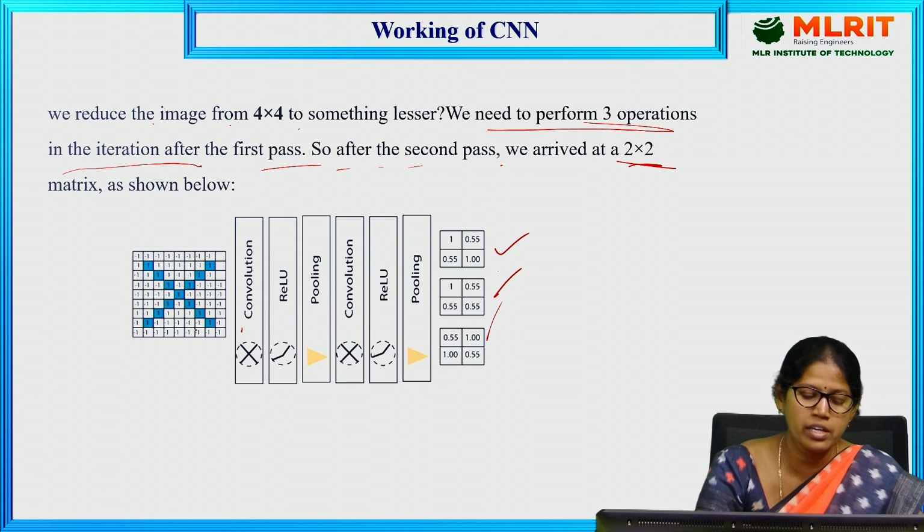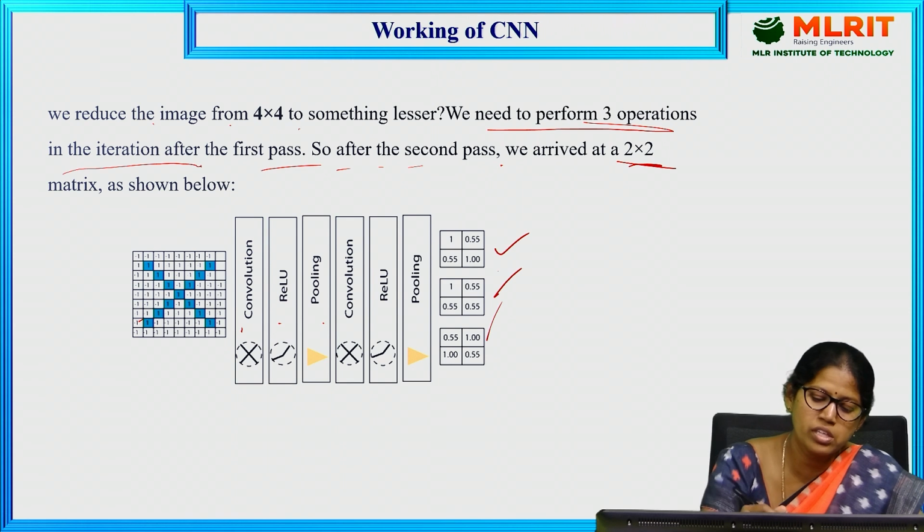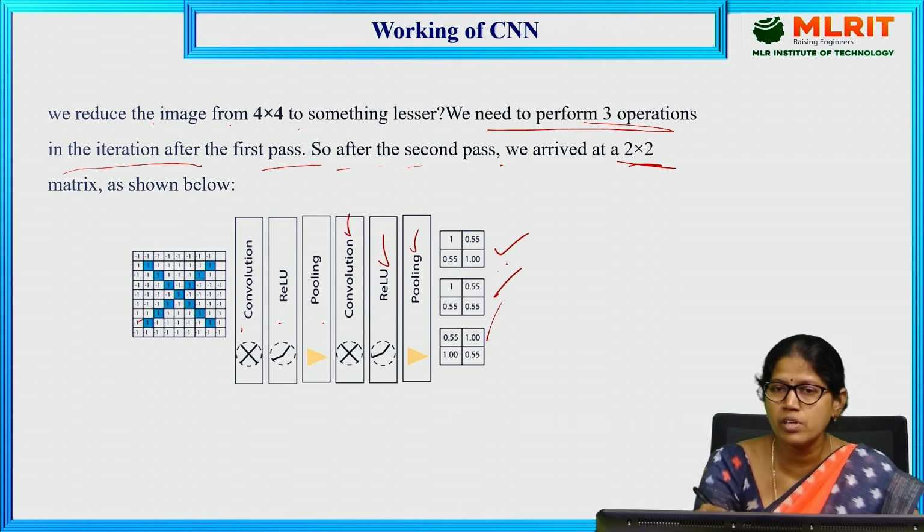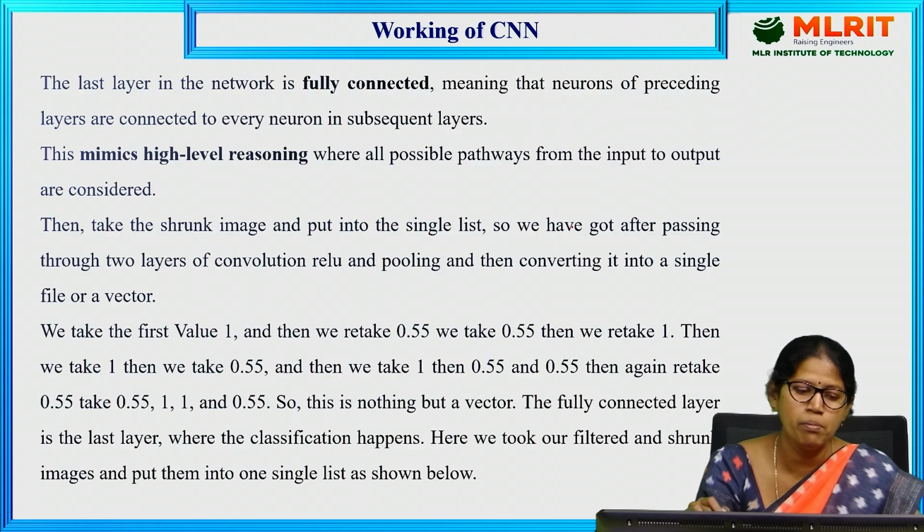First the convolution layer, the big one, then ReLU, then pooling. After that, to reach smaller matrices, we again apply convolution, activation and pooling. Then we reach the 2x2 matrix.